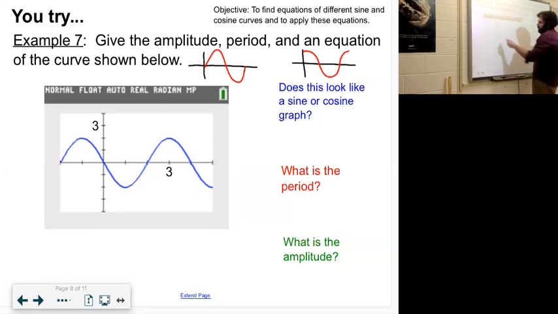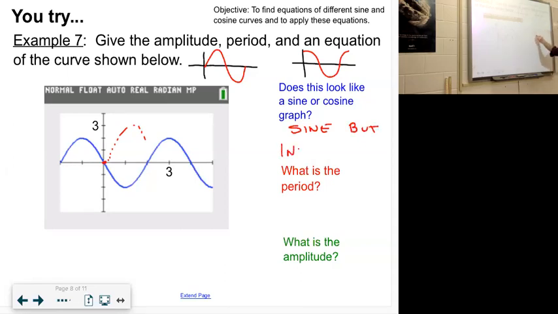Looking at this graph, I like that the graph goes through the origin right there, but it doesn't model either one of the graphs, right? The sine graph starts by going up and then comes back down. So in my opinion here, this resembles a sine function, but to me it looks like it's inverted, right? So that means we're still going to work with a sine graph, but it looks like it's inverted, so I'm going to make note of that.